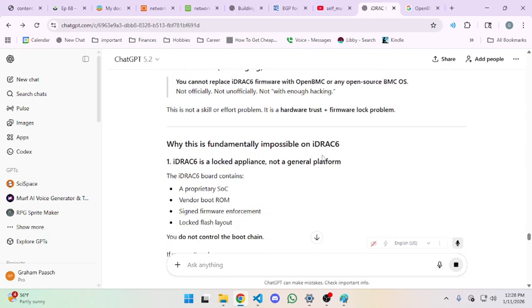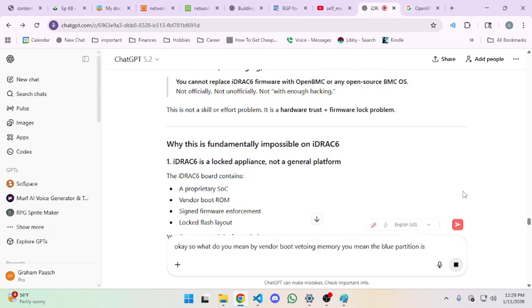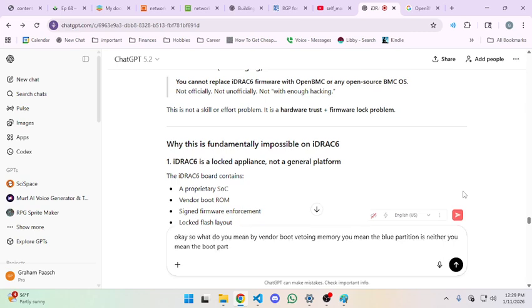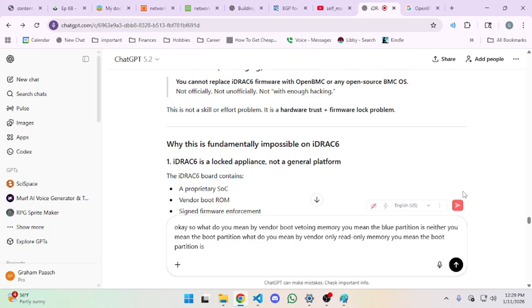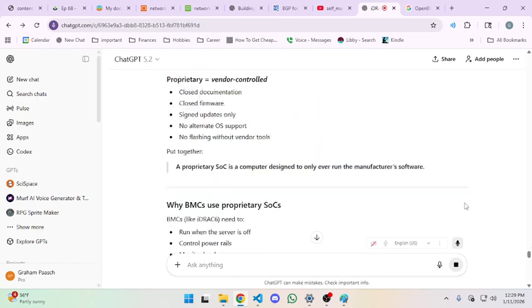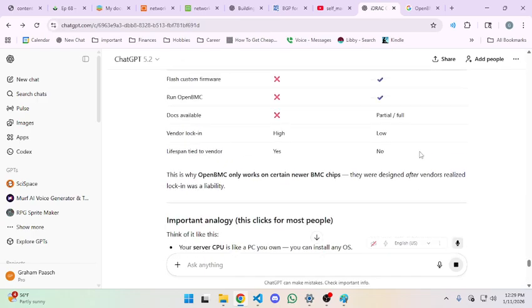It's vendor boot read-only memory. So like the boot partition is probably neither. Okay, so what do you mean by vendor boot read-only memory? You mean the boot partition is neither MBR nor UEFI? Hopefully it understands what that means. That's a garbled mess, but we'll see.